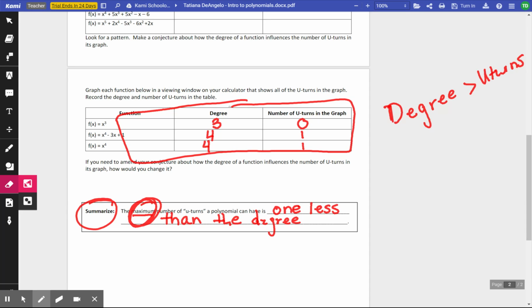So if I have a quartic function, the highest number of U-turns I can have, and remember, quartic means 4, so I can't have 4 humps. The maximum number of humps I can have is 3, like that. 1, 2, 3. And that concludes this worksheet.